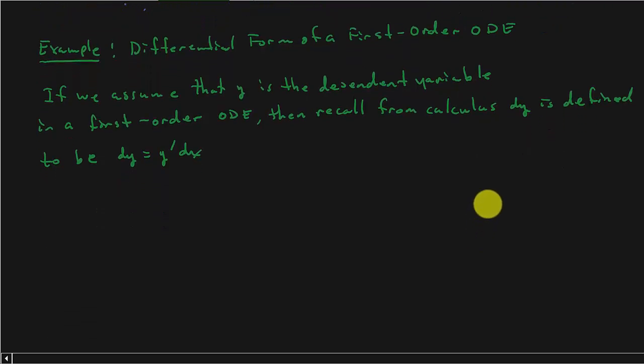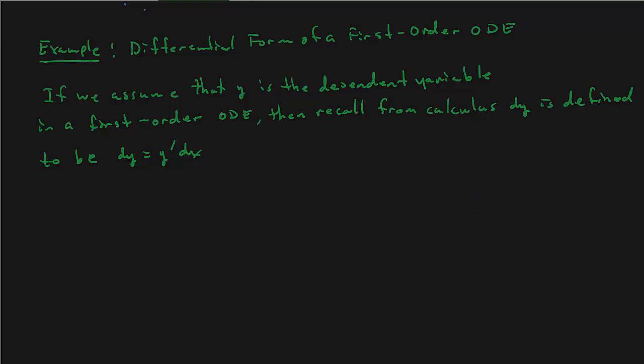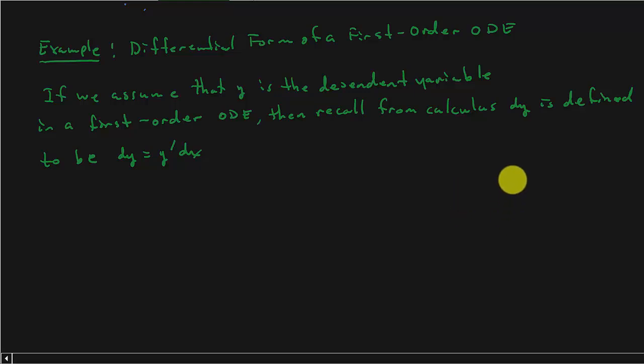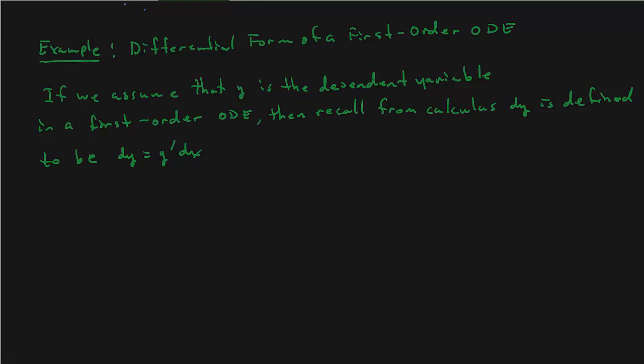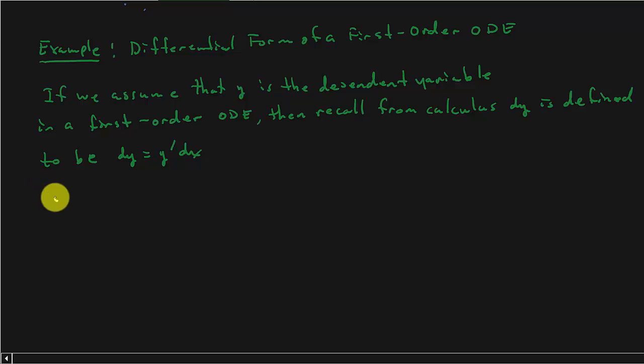Now let's look at an example. We've got the differential form of a first order ordinary differential equation. If we assume that y is the dependent variable in a first order ordinary differential equation, then recall from calculus, dy is defined to be dy is equal to y prime dx. So we're looking at the form of a differential equation. So let's just say we have the differential equation y.